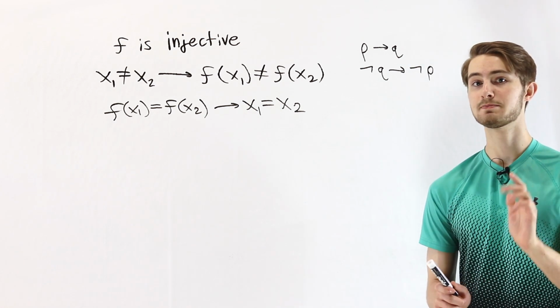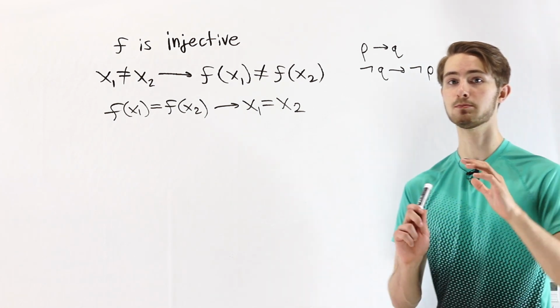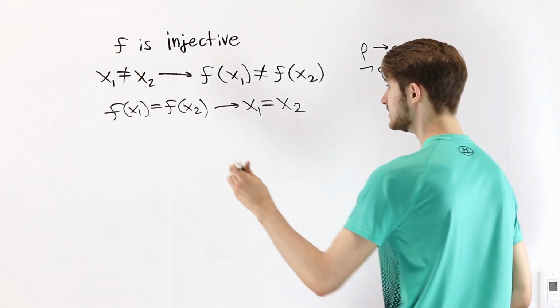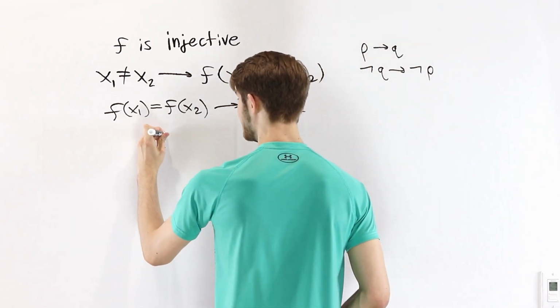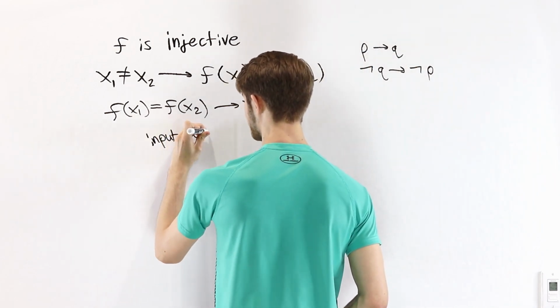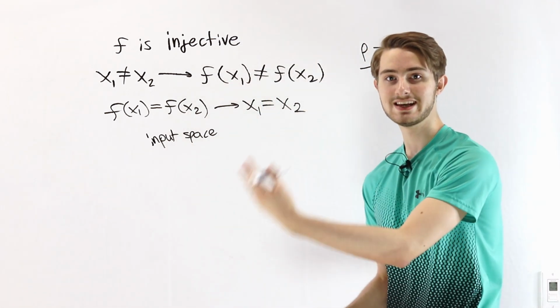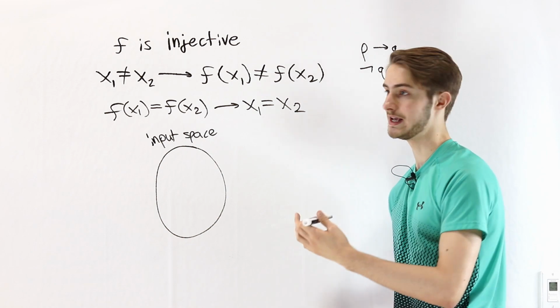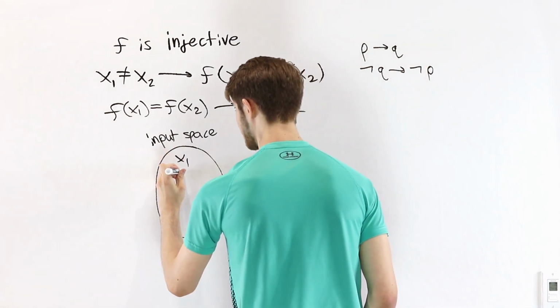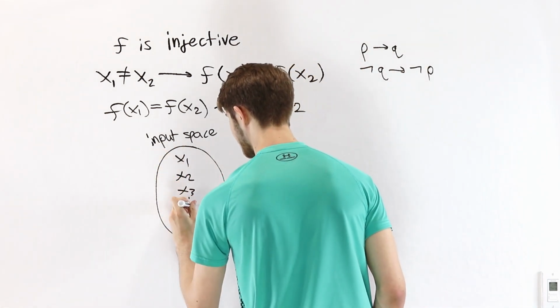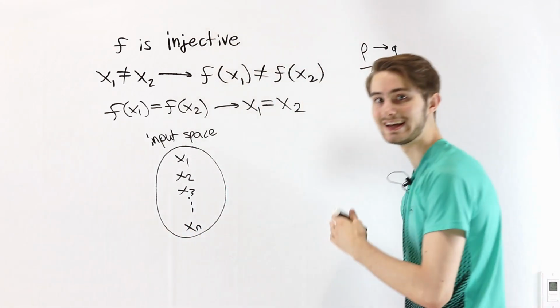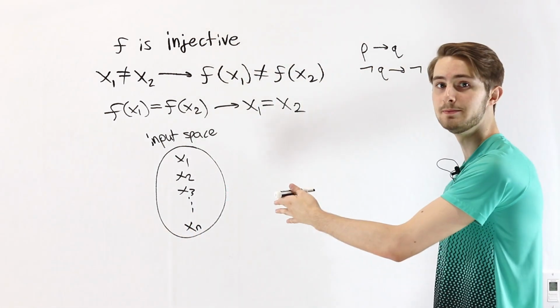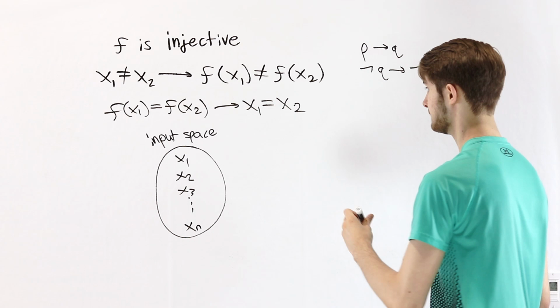And that also has an important consequence when we look at multiple different inputs. So let's say we have an input space for our function, some set of values that we can input into the function. That would also be called the function's domain. So we have x1, x2, x3, and so on to, let's say, xn. So these are inputs that we can give into our function.